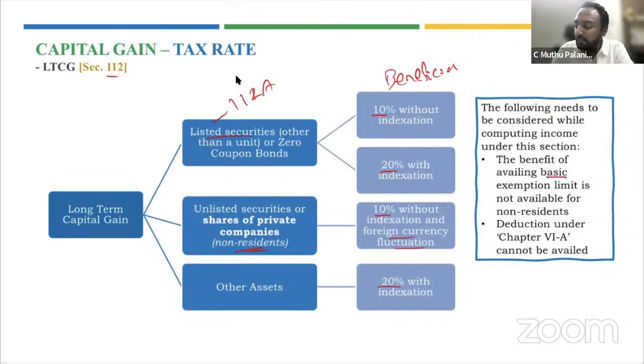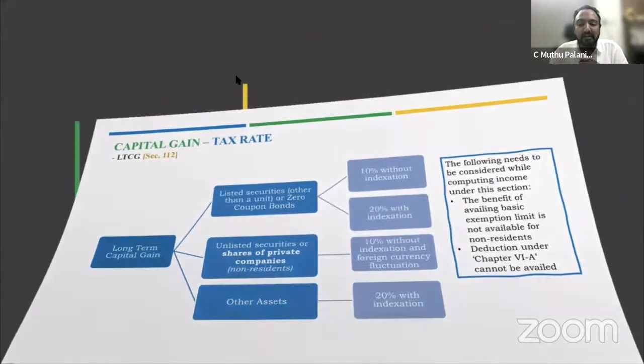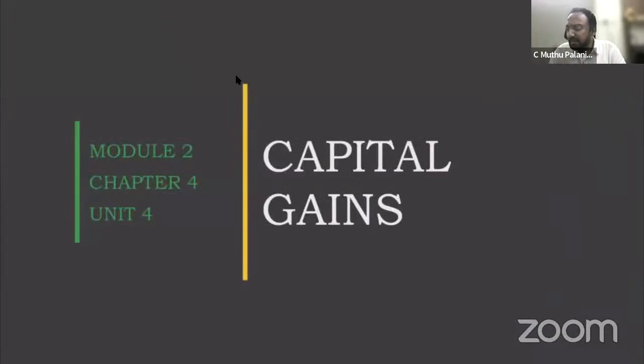Things to keep in mind: no basic exemption limit for non-residents, no Chapter 6A deductions. So in all these three sections, 111A, 112 and 112A, no basic exemption limit for non-residents, no Chapter 6A deductions. Only for 112A, there is one more thing: no rebate under section 87A. So with this, we have completed our capital gain. So we have all completed capital gain as such.